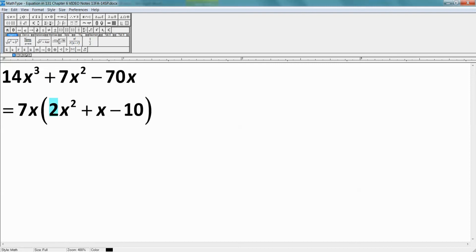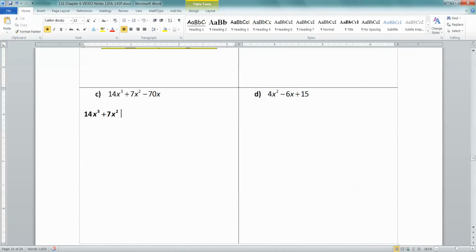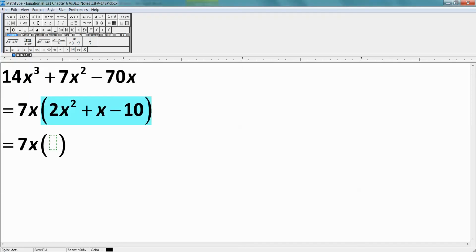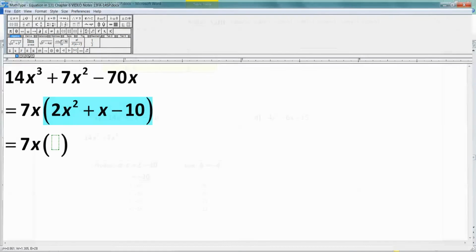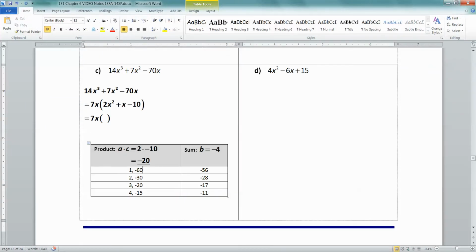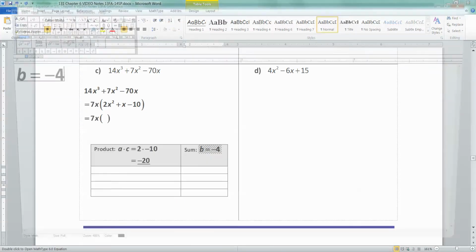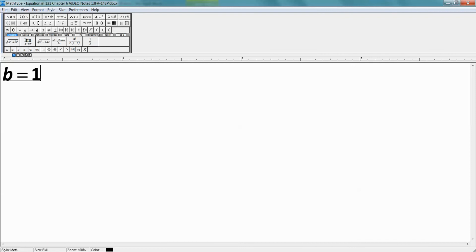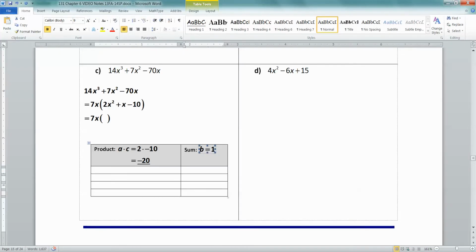However, our leading coefficient, see it right here? It's 2. It's not 1. So that's going to be a trickier problem for us. We're going to have to work at it a little bit. So this is 7x, right? And then we're going to have to break up this little middle x term. So we need to multiply 2 times -10. But they're going to have to add up to 1 here. All right, so let's close that for a second and look at it. So I need to multiply to -20, but I need to add up to +1 for that middle term, 1x.